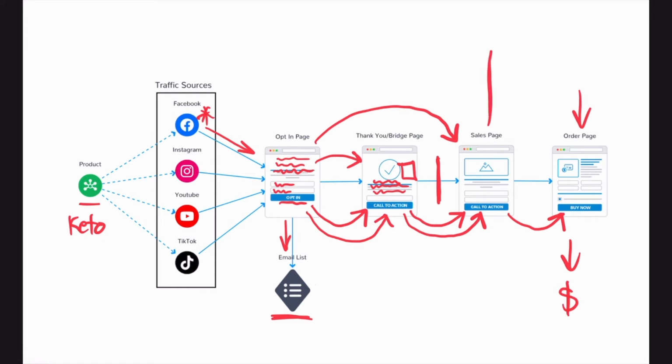Well, guess what? As soon as they leave, they're gone. If you haven't captured their email, they're gone. You have no way to recontact them and say, hey, remember this? Remember you were looking at this keto program? You can't contact them. That's why with an email list, you can remarket to them. So let's take a look at the next slide.